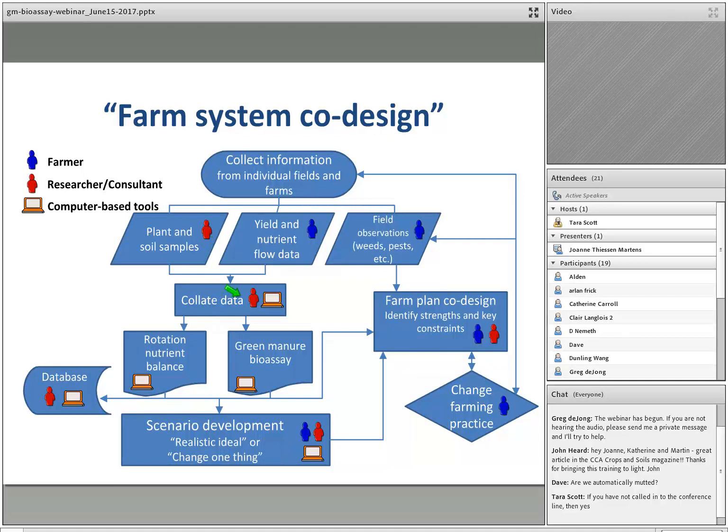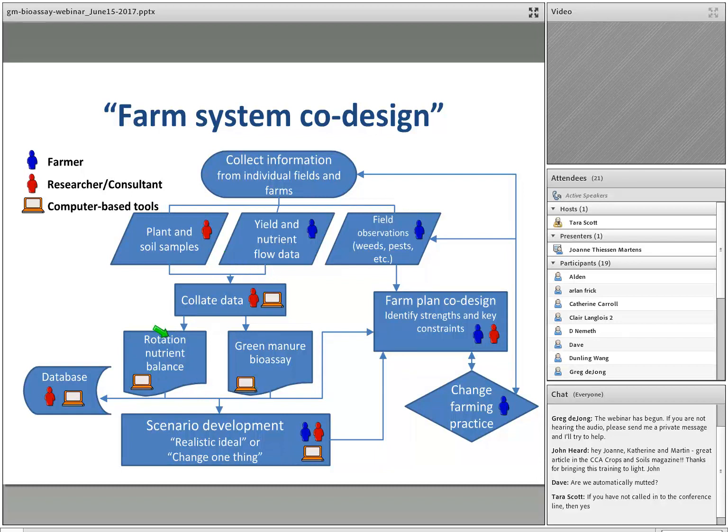That information is then gathered up by the agronomist, and here they can use some of these computer-based tools that we've developed to put things together just to manage that data. And those tools are, like I said, the green manure bioassay and the nutrient budget or nutrient balance tool.